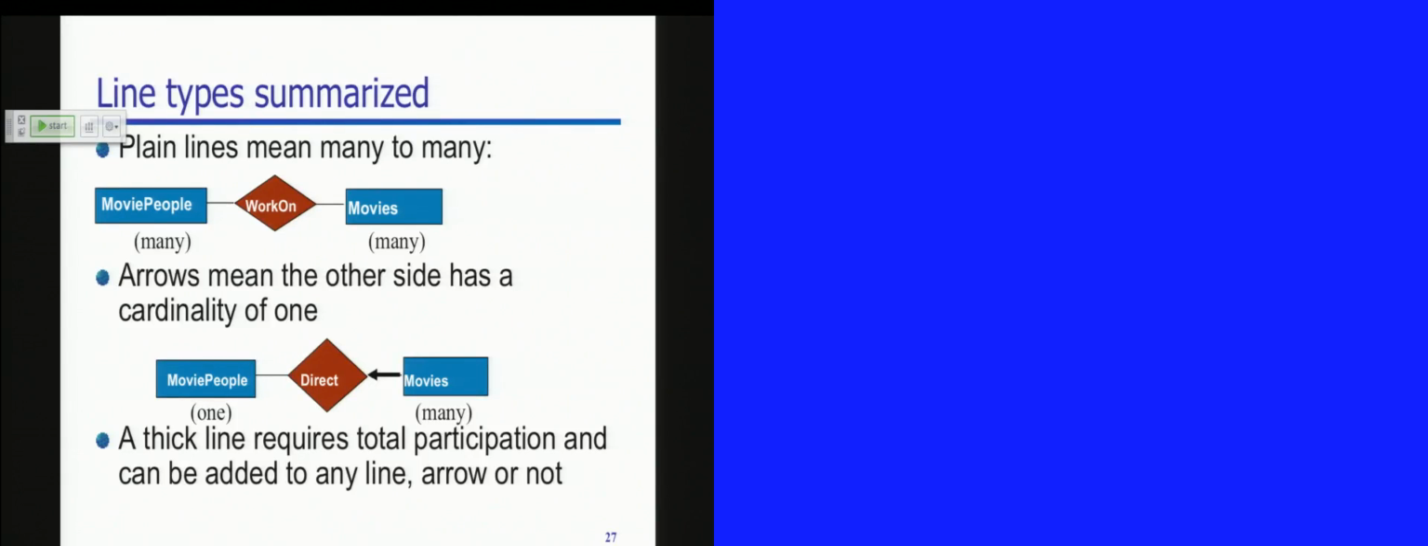Okay, so here's some more information about line types. If you have a thin line, it's just a many-to-many relationship without any constraint on participation. If you have an arrow, that means the other side has cardinality of 1. And if you have a thick line, that means that it requires total participation and can be added to any line or arrow.